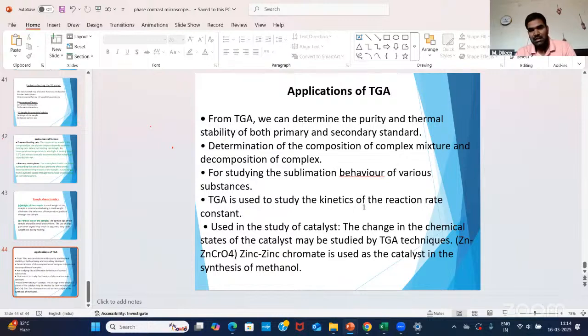TGA is used to study the kinetics of reaction and the reaction rate constant. It can also be used in the study of catalysts. The change in chemical states of a catalyst may be studied by TGA techniques. Zinc chromium oxide, that is zinc chromate, is used as a catalyst in the synthesis of methanol.